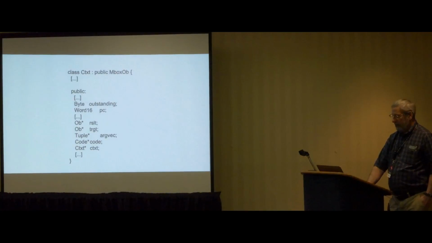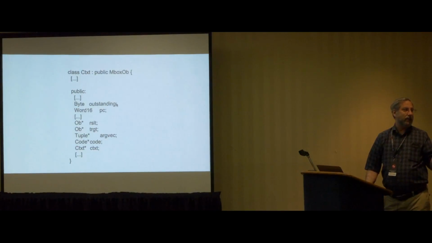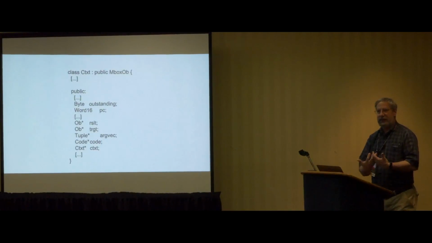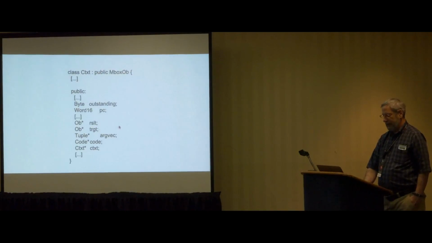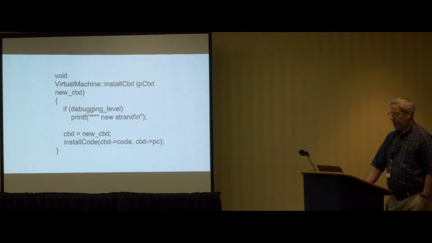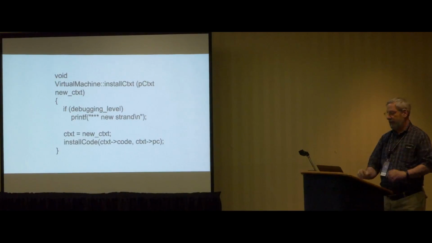This is kind of what the internals of a context looks like. We have the program counter within the context piece of code, not the overall system, just within its own piece of code. We have an outstanding field, and forgive me, I don't recall exactly. It tells us how many arguments are left unfinished. We have a result and a target, the arguments, a pointer to the code, and a pointer to any parent context that this context may have. It starts out by installing a context that just basically creates it and gets it ready to go in the system.